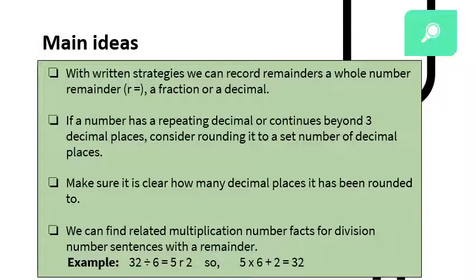And lastly, which is kind of the new thing for today, we can record related multiplication number facts for division number sentences with the remainder. So for example, 32 divided by 6, we get 5 remainder 2, and we know that multiplication is the inverse, or the opposite, of division. So we can say, well, 5 times 6 is 30 plus 2 equals 32. So we're just adding that whole number remainder at the end.